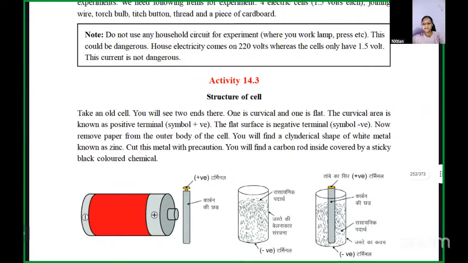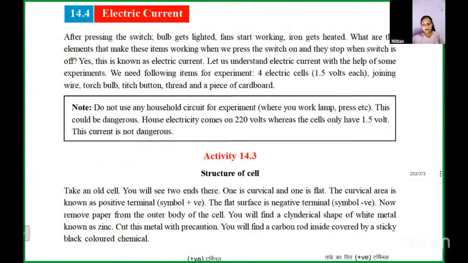After pressing the switch, the bulb gets lighted, fans start working, and the iron gets heated. What are the elements that make these items work when we press the switch on, and they stop when the switch is off? Yes, this is known as electric current.